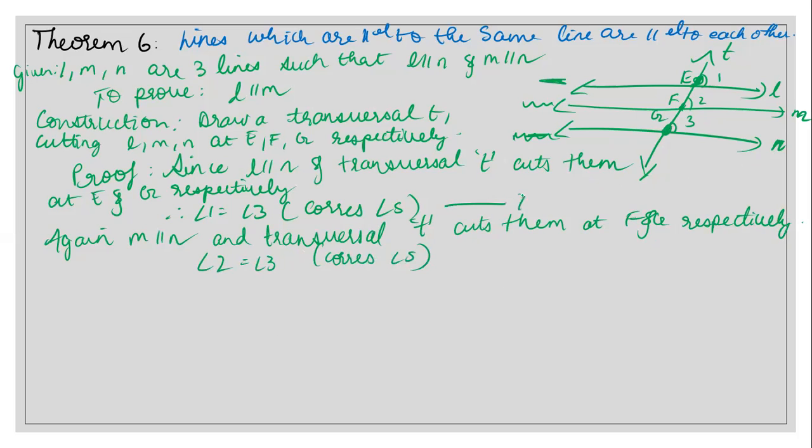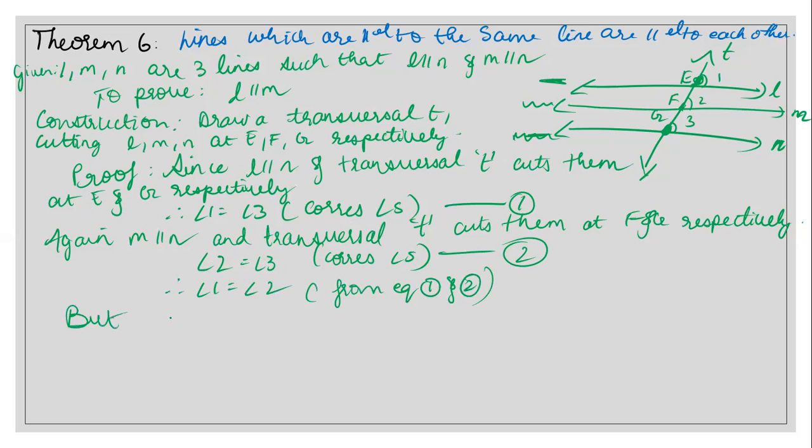Now, let's take these to be equation 1 and equation 2. From equation 1 and 2, can I say that angle 1 is equal to angle 2? See, I know that angle 2 is equal to angle 3. So instead of angle 3 in equation 1, can I write 2 there? So that means angle 1 is equal to angle 2, right? Okay, angle 1 is equal to angle 2.